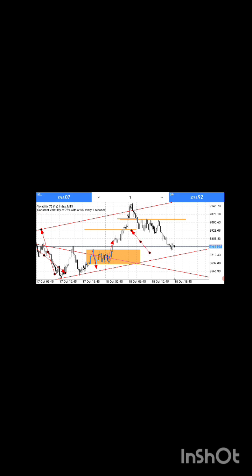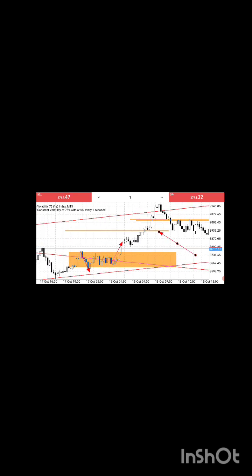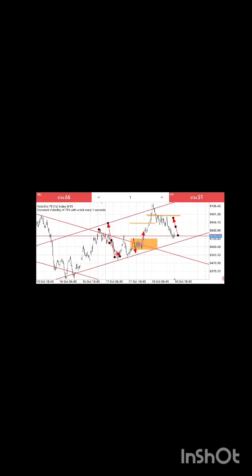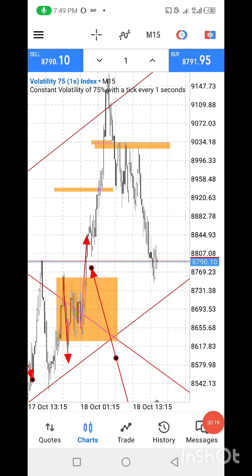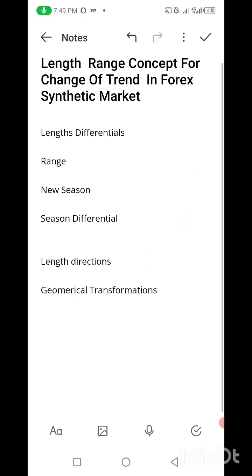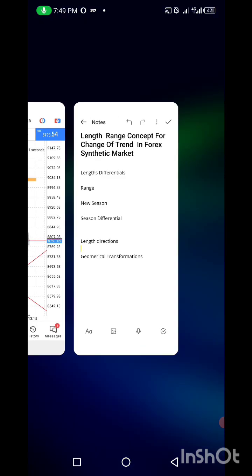And the thing is, somebody will be like, okay, it has reached this trend line, we should do what? We should buy. No. And somebody will be like, it has reached this upper trend line, we should sell. No. That is where the issue of geometrical transformation will come in.